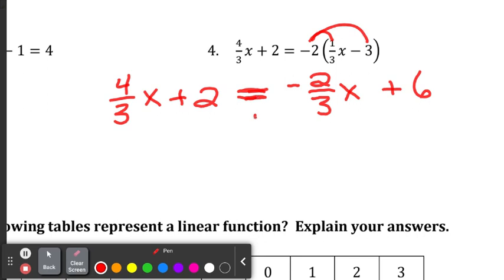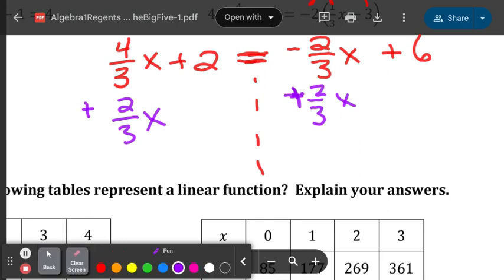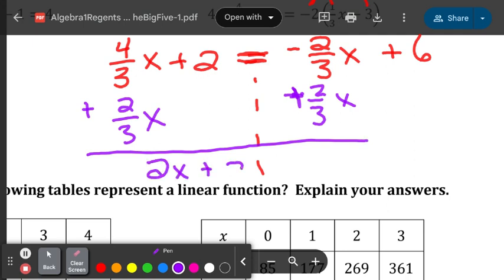So now, here's my equal to. I'm going to put the x's on the left side of the equation and the plain numbers on the right side. I'm going to add 2/3 x. That's a plus, you can't really tell. Plus 2/3 x. Definitely going to run out of room on this one. 4/3 plus 2/3 is 6/3, which simplifies, thankfully, to 2x plus 2 equals, that goes away, 6.